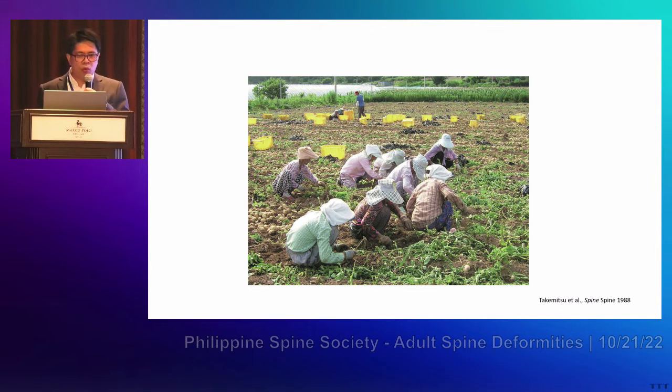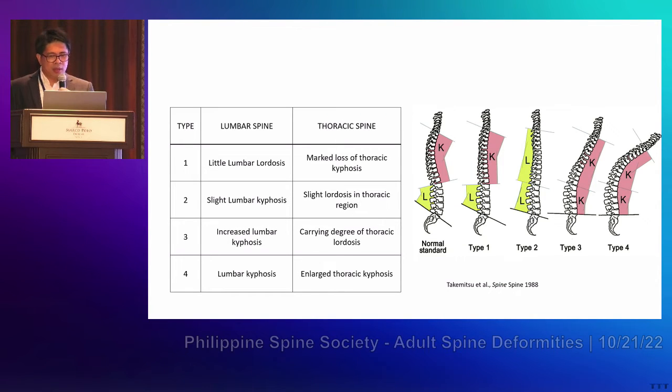It was Takemitsu who first described lumbar degenerative kyphosis in 1988, which he attributed to a prolonged crouch posture from agricultural work and activities of daily living. But later on, it was found out that degenerative sagittal imbalance is multifactorial. He divided this condition into four types, taking into account the kyphosis of the lumbar spine and also the status of the thoracic spine.